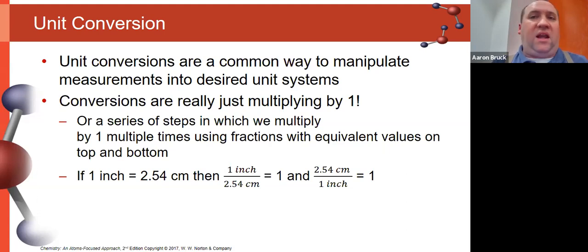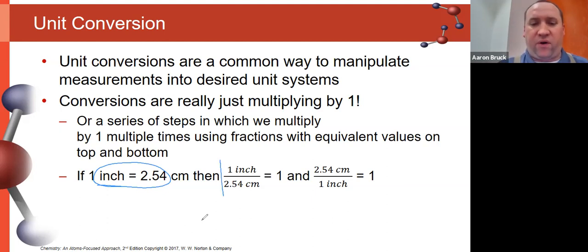But all that we're doing in any unit conversion problem essentially is multiplying by 1. And we can say that because when we are using these conversion factors, these fractions, the value on the top of the fraction and the value on the bottom of the fraction are identical to each other. So we know by definition, 1 inch is equal to 2.54 centimeters. They are equivalent values to each other.